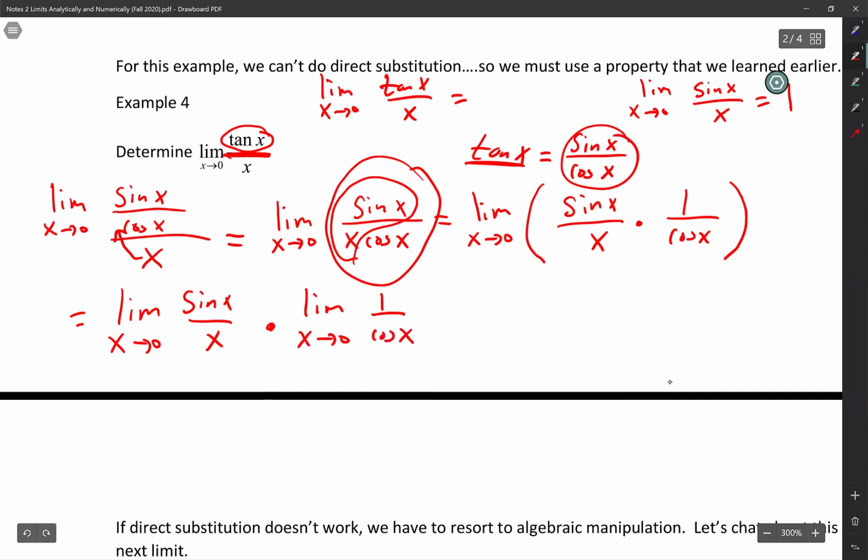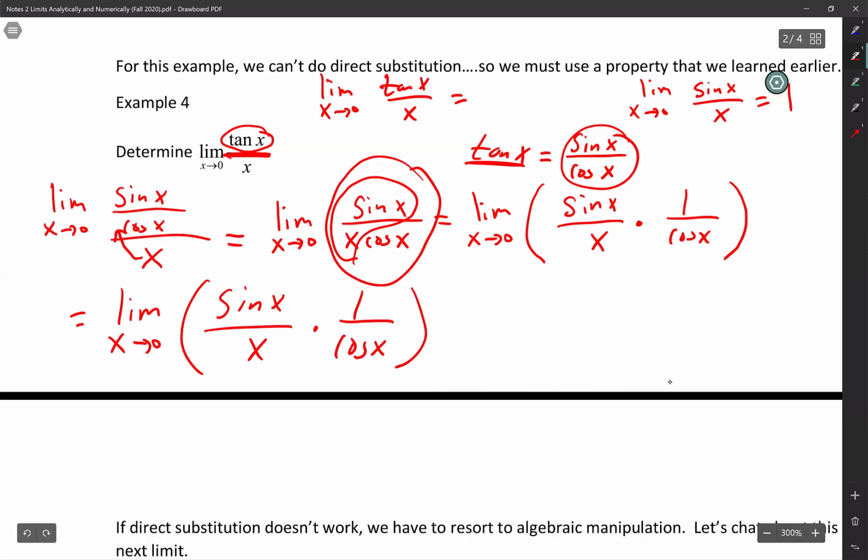If you don't like that, I feel like we're two rookies right now. You're not going to like that. Don't write that down, because we're not experienced enough. We haven't talked enough about properties. What you're going to write down is the same thing that we just wrote over there: sine X over X times 1 over cosine X.